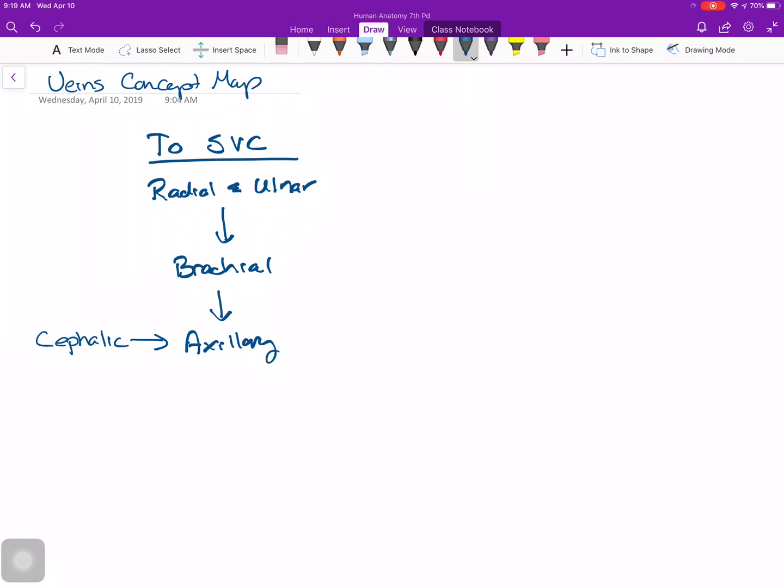Then you've got the basilic vein, and that gets the medial aspect of the arm, and that goes into the brachial, and that goes there. Now, the two of these join to form the median cubital vein, which we said is where you would draw blood. Okay, so now that we've gotten that, your axillary vein is going to empty into your subclavian.